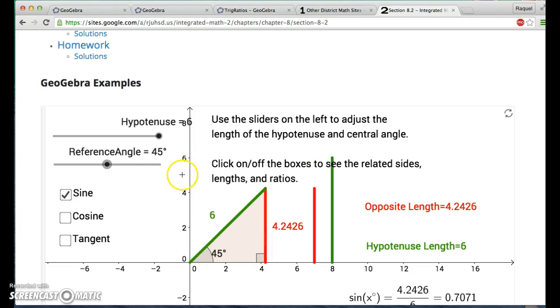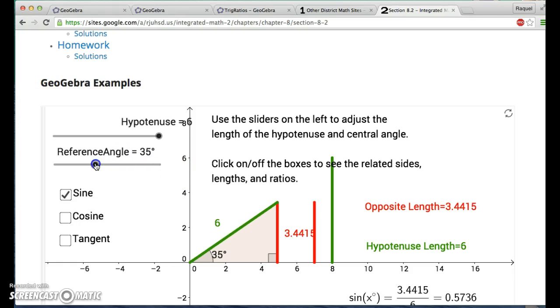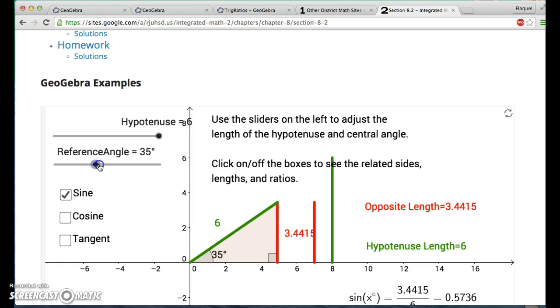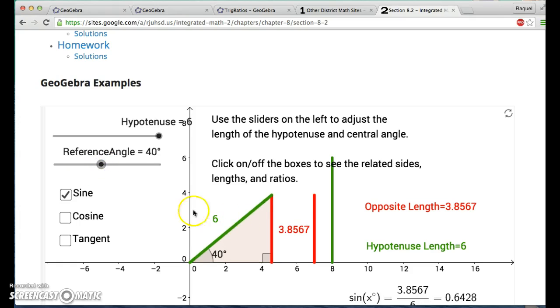So, for example, let's go to 30 degrees. At 30 degrees, with a hypotenuse of 6, the opposite length is half of 6, which is something we studied before. The short leg is half of the hypotenuse. And as you can see, if you increase it to 40, then this is getting taller.